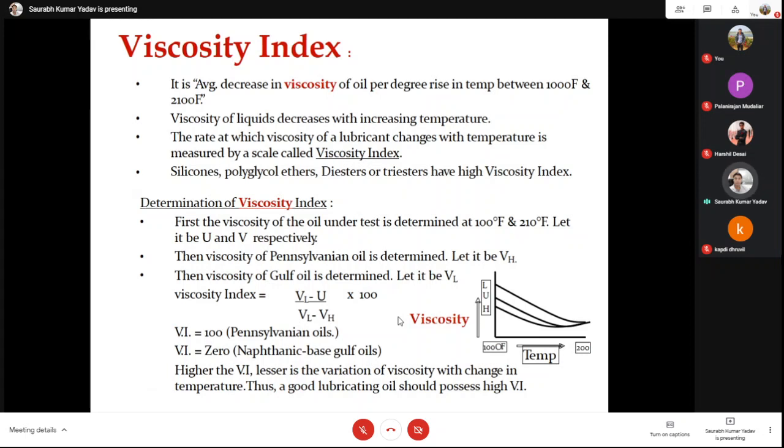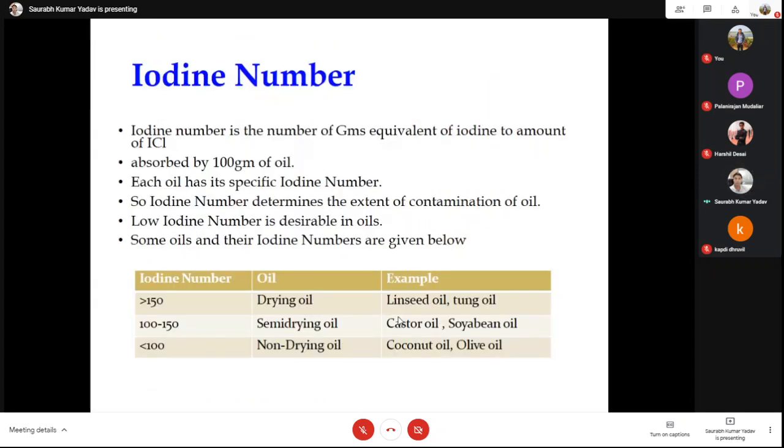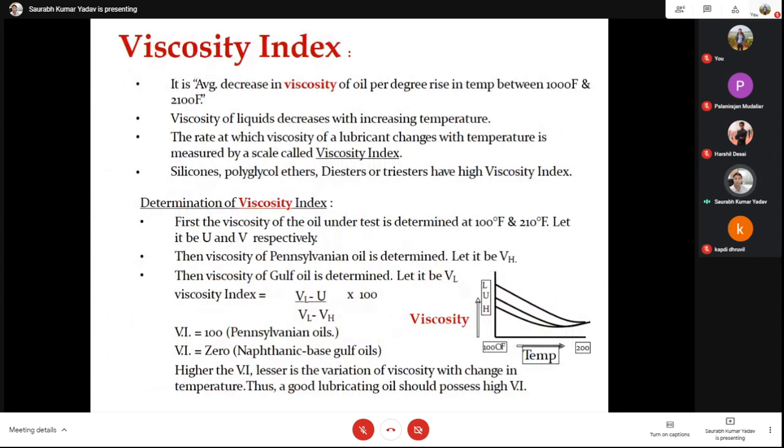The higher the viscosity index, the lesser is the variation of viscosity with change in temperature. So a good lubricant oil should possess a high viscosity index. Next is the iodine number, which we will discuss in the next class.